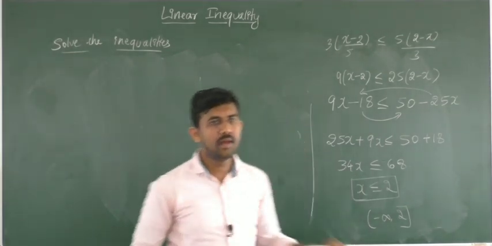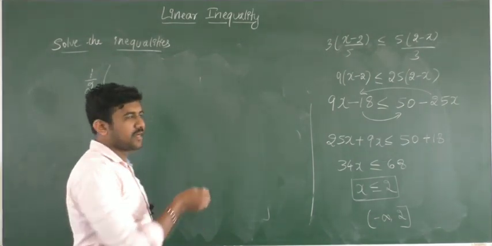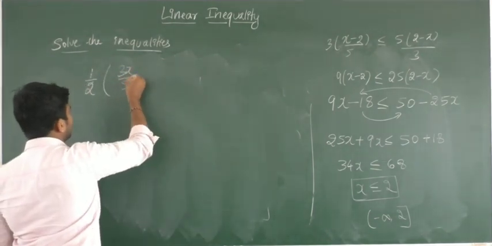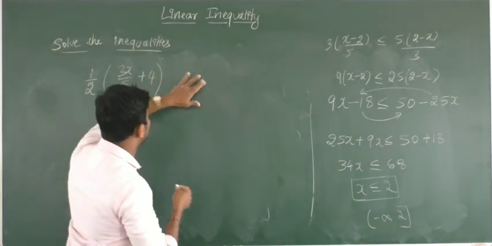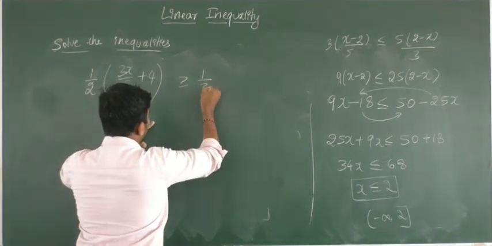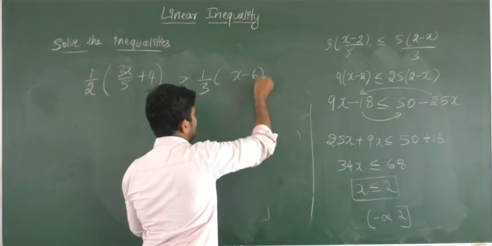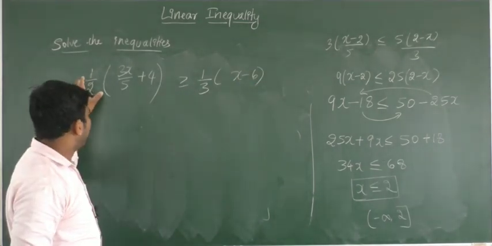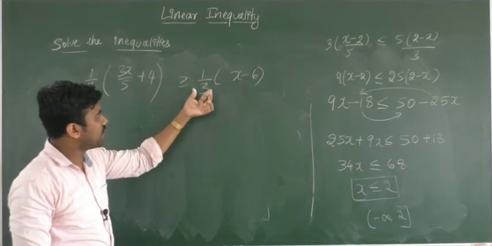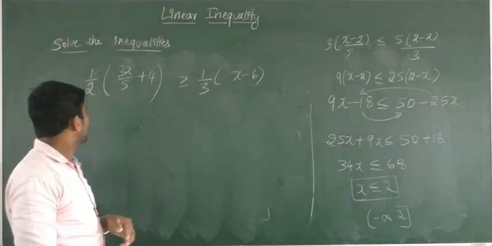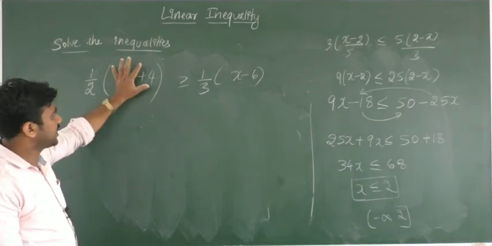Take one half into 3x by 5 plus 4 greater than or equal to 1 by 3 into x minus 6. Half into 3x by 5 plus 4 greater than or equal to 1 by 3 into x minus 6. Here also you can do the cross multiplication method, and here you can take the LCM.